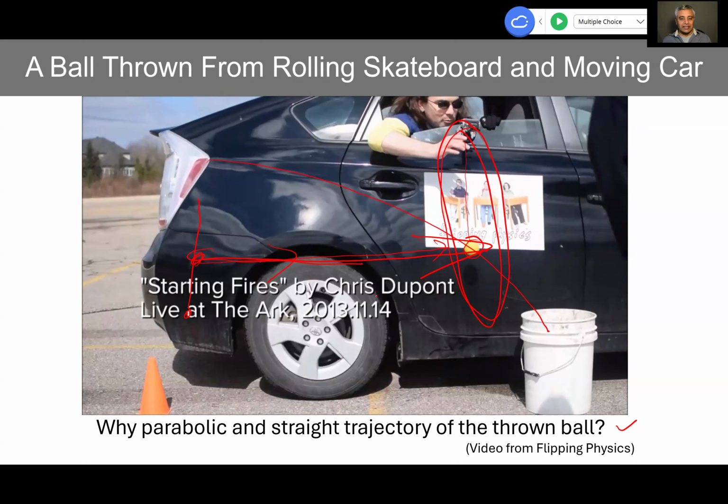So this is the main idea behind analyzing projectile motion. What is the idea? Along the vertical direction, the motion is free fall. And along the horizontal direction, the motion is constant velocity motion. So that's it. That's the projectile, folks.